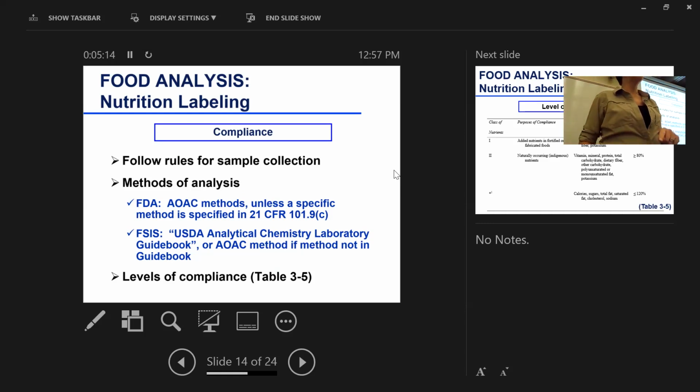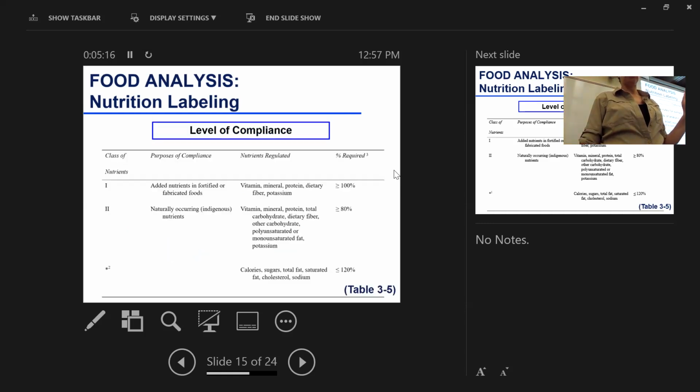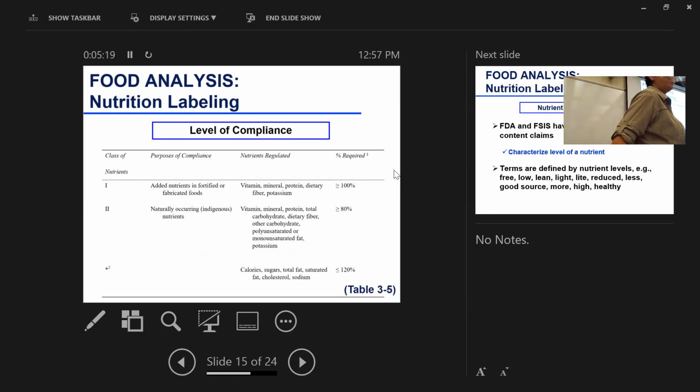So now, level of compliance. Last time I joked with you in terms of what you need to know. These you need to know for real. Trust me on that. But it's not hard to remember these values. You want to remember anything that is added, like you added calcium or vitamin B12 or vitamin D. Whatever you add, you have to label at least 100% or more of what you have in there. So if it is less than 100%, you are not in compliance. So I'll give you an example.